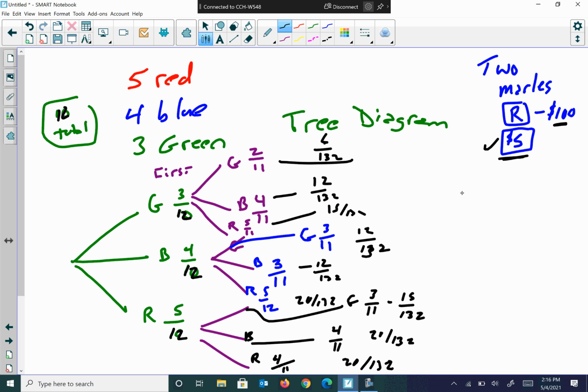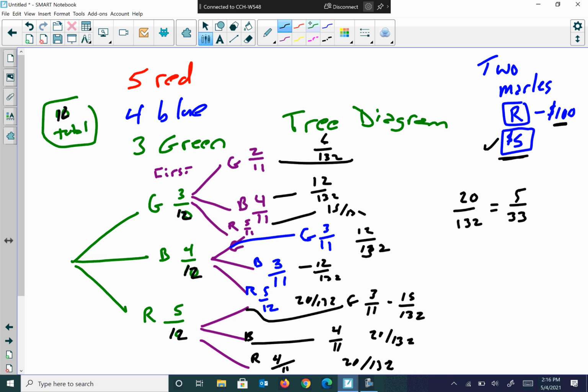So, let's take 20 out of 132. And that's going to reduce, I think 4 will go into all, so that's 5. 4 goes into that 33 times. So I have a 5 in 33 chance this is going to take place.